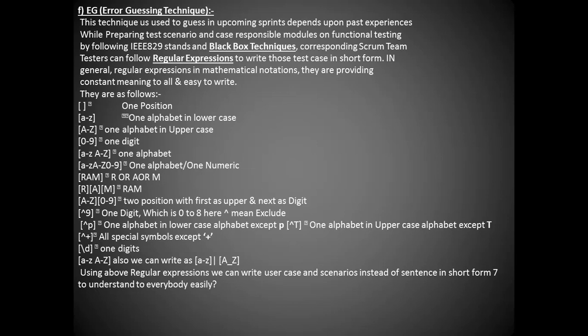One square bracket means one position. In the square brackets, lowercase alphabets a to z means it is going to take one position itself. If I want to provide uppercase alphabets, in the square brackets I am going to give uppercase alphabets A to Z itself. It is going to be considered one position. Like this, the numeric digits are also one position.